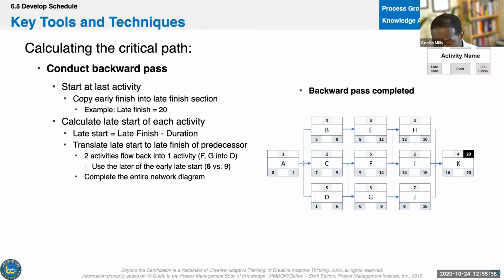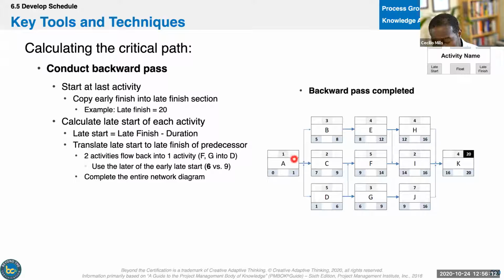We see C only has one successor activity. It's 9. We go there. We see D has both F and G. So we take the smaller number when we go backwards and we put that there. And 6 minus 5 is 1. 9 minus 2 is 7. 8 minus 3 is 5.